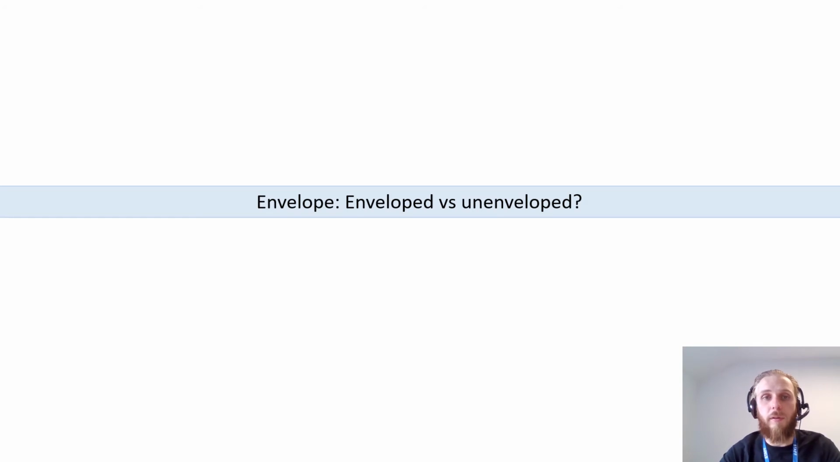Okay, so the next stage of this classification is whether the virus is enveloped or unenveloped. As we've said, viruses can either have an envelope or not have an envelope, and this envelope we're referring to is just a lipid layer on the outside. So again, viruses can be enveloped or unenveloped, and this is one of the ways we can classify them phenotypically.